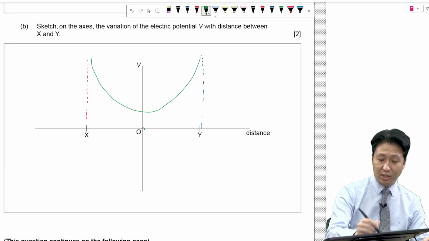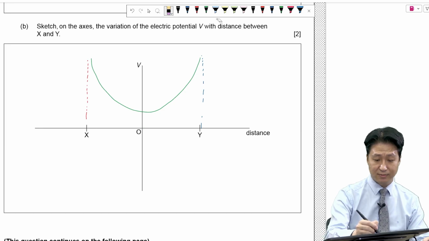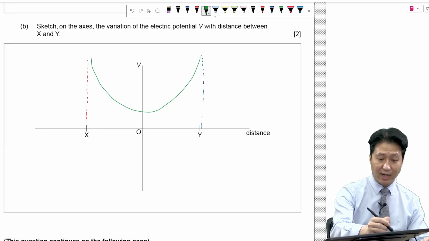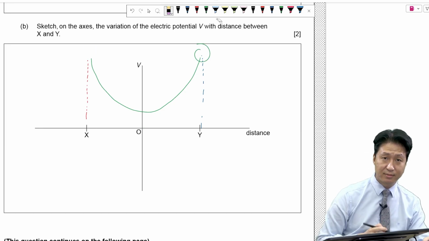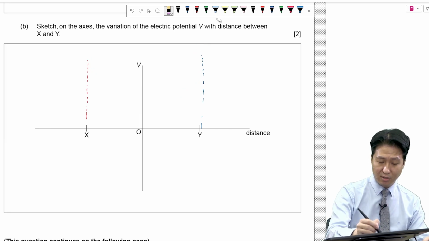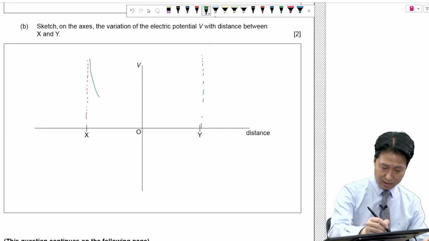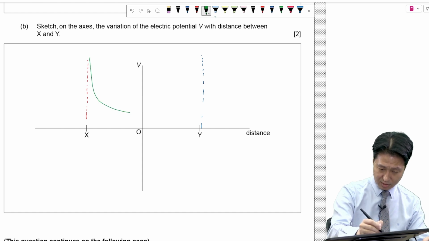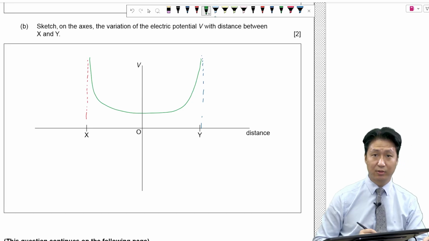You should not touch the 0 because it never goes to 0. You should have asymptotes at X and Y. And you could probably just draw it a little bit better like that. So it goes down, kind of goes a little bit more flat, like so.